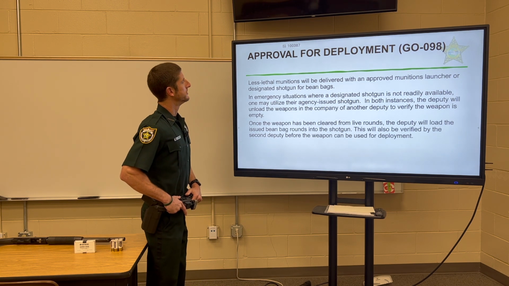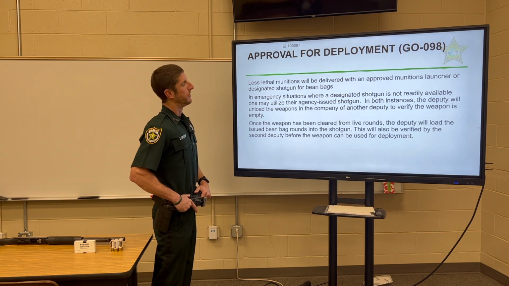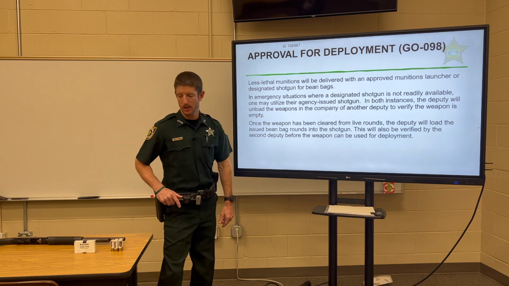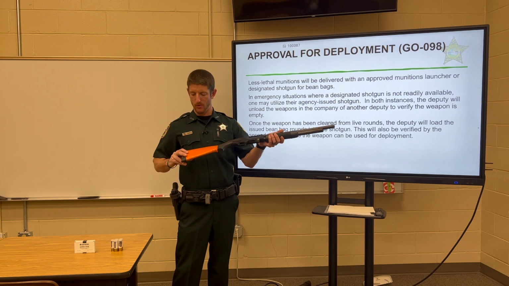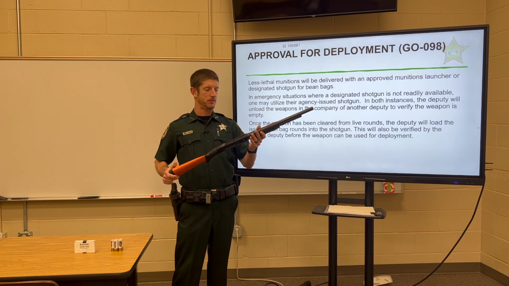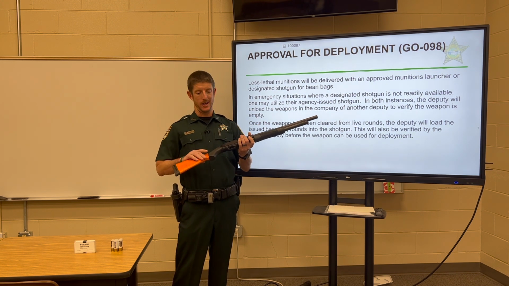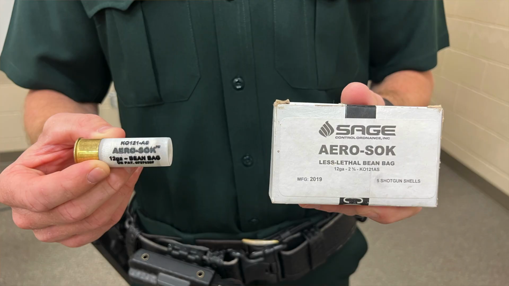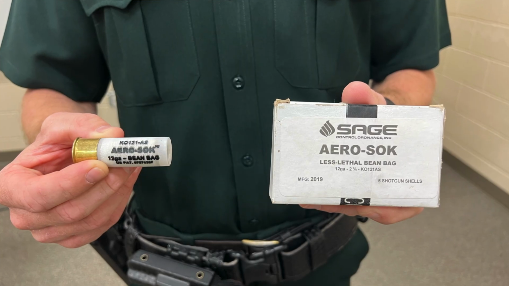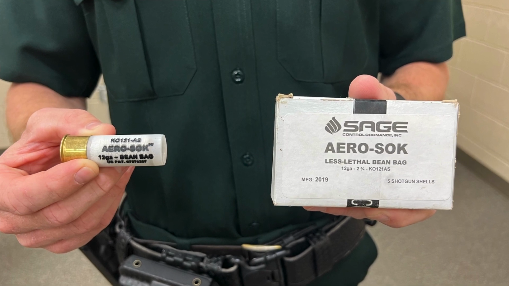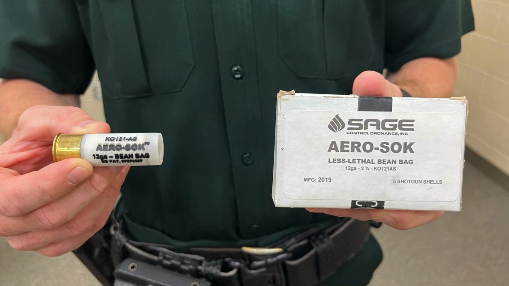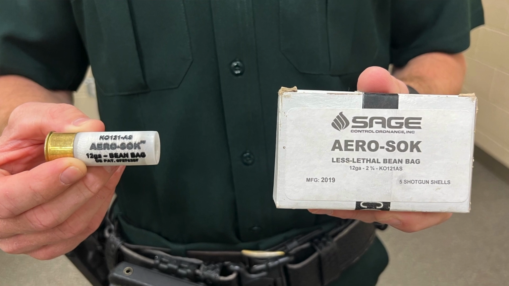Less lethal munitions will be delivered with an approved munitions launcher or a designated shotgun for beanbags. Some of your shotguns will have the orange tape. It may have an orange stock, or it may not have any of that. And these are your beanbag rounds. It'll come in this box if you're issued them. It's an Aerosol less lethal beanbag for your 12 gauge.